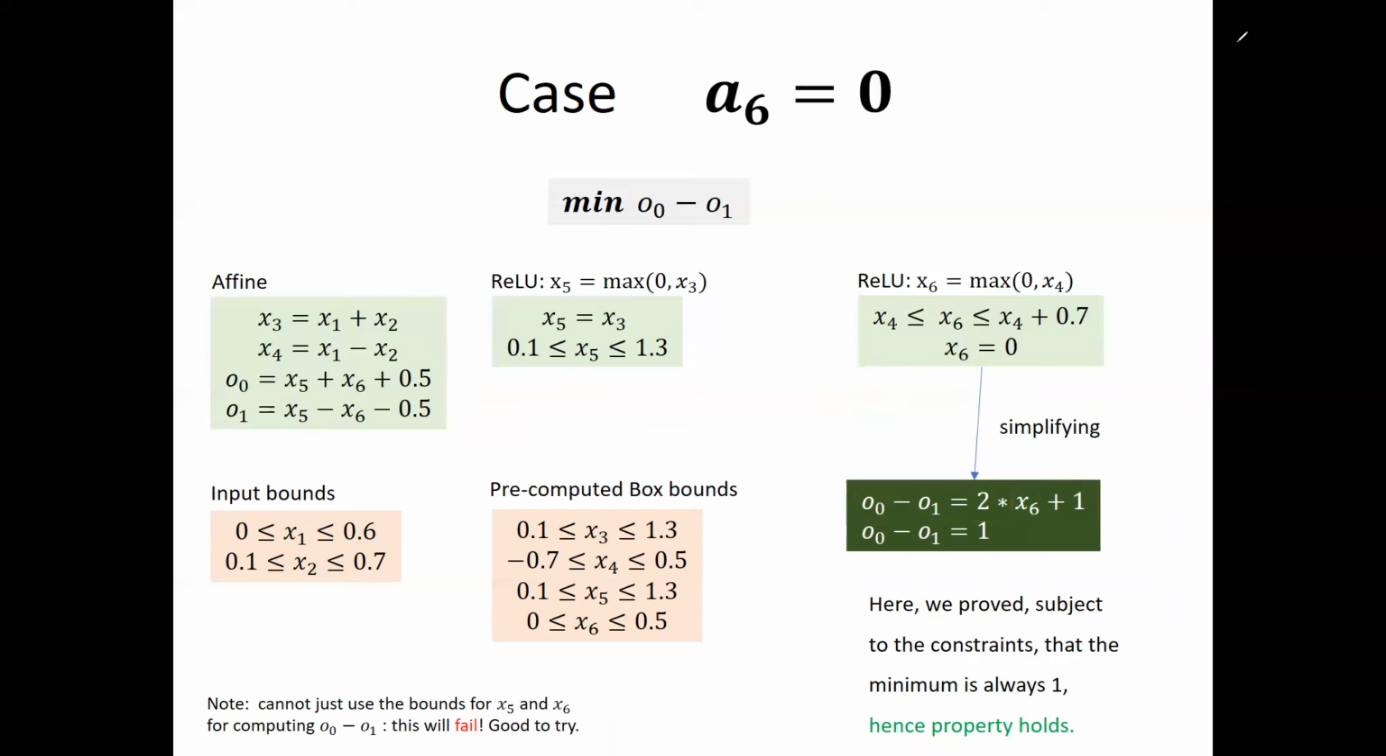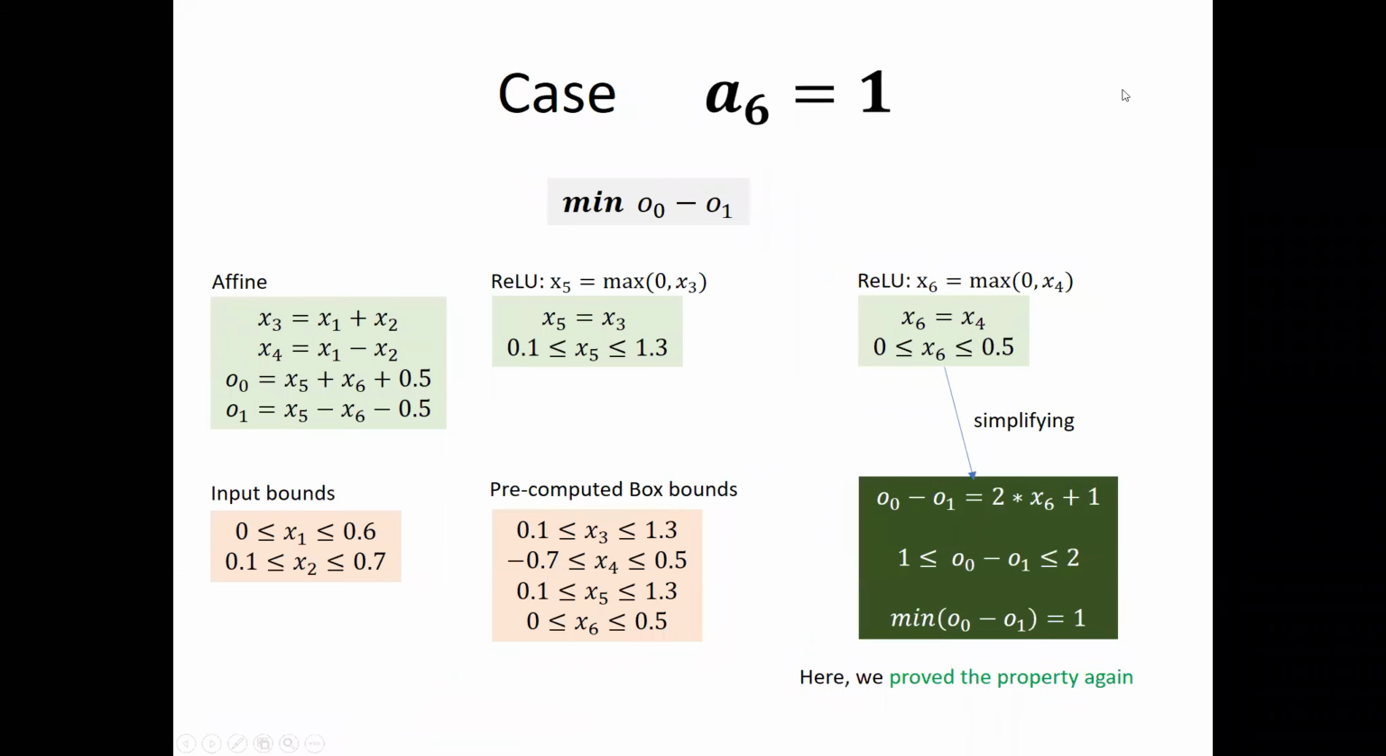Let's look at the other linear programming instance, which is the case where A6 is equal to 1. In the case where A6 is equal to 1, if you do a simplification, you end up with something like that here. x6 is equal to x4, and x6 is in some range. Once again, we do the simplification over here, and we end up with the same constraint as before.